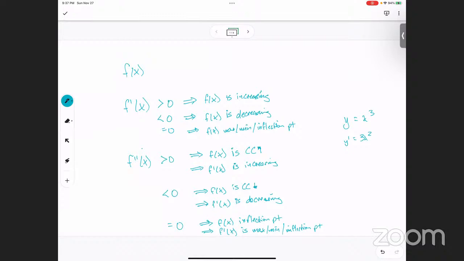I just wanted to check and say, that shows that f double prime of x can also show where the max or min of f of x is, right? F prime of x. Oh, not the max or min of f of x. No, it's the max or min of the derivative. Okay.